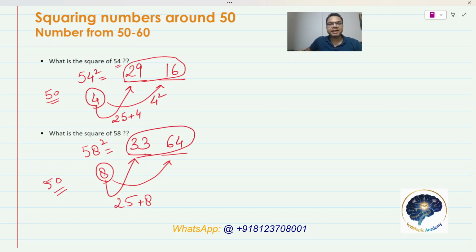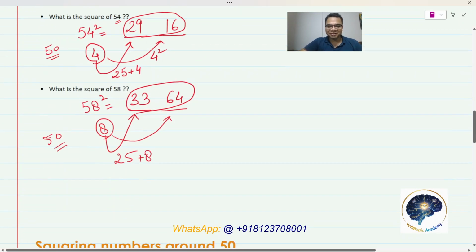You don't need to multiply at all, right? Two-digit multiplication is not required. You are just multiplying the single digit, like 8 into 8, 4 into 4. Hope you understood this part as well.